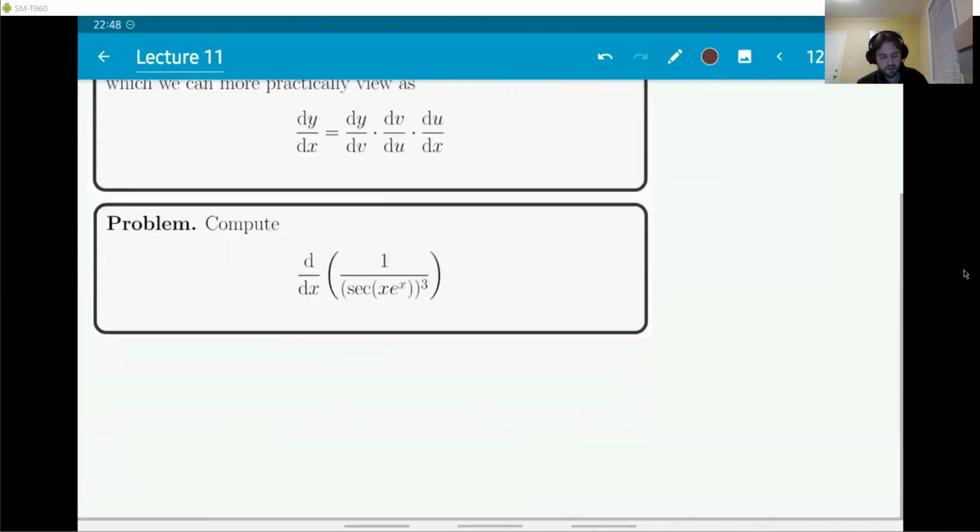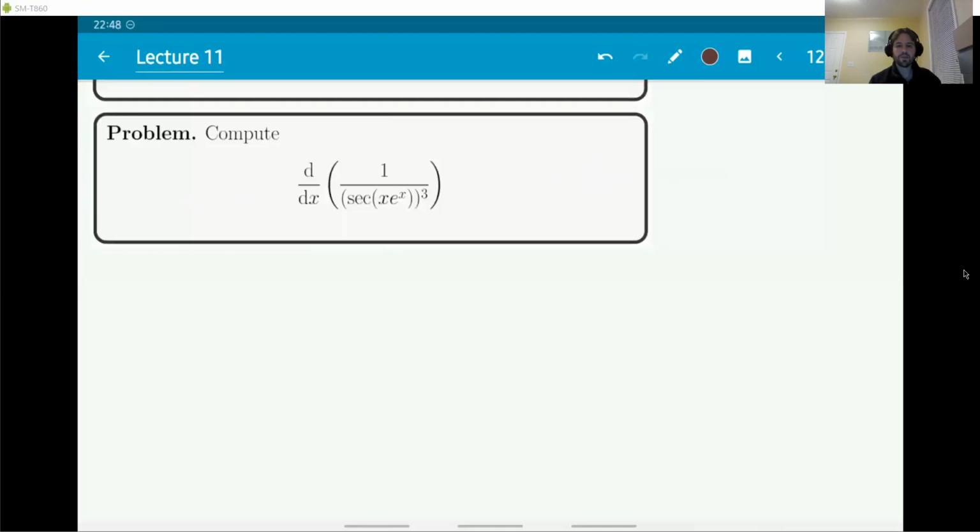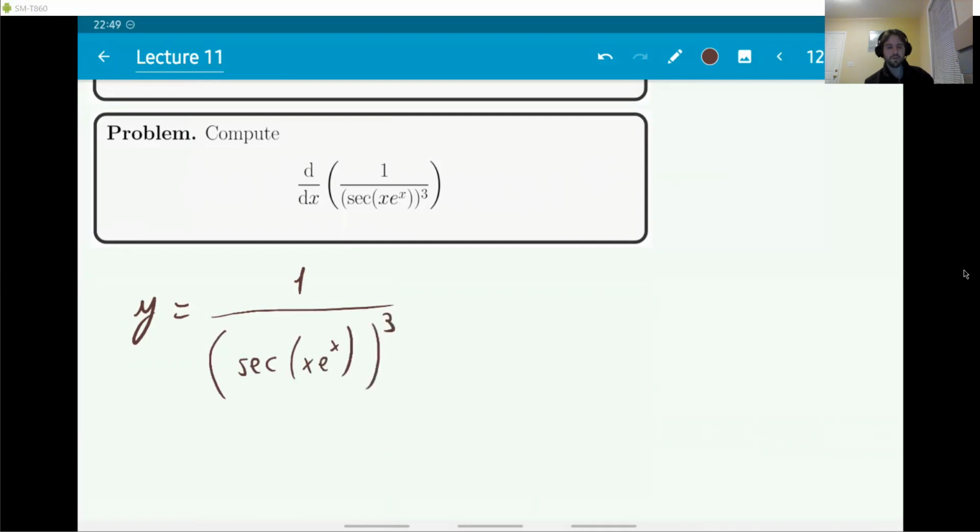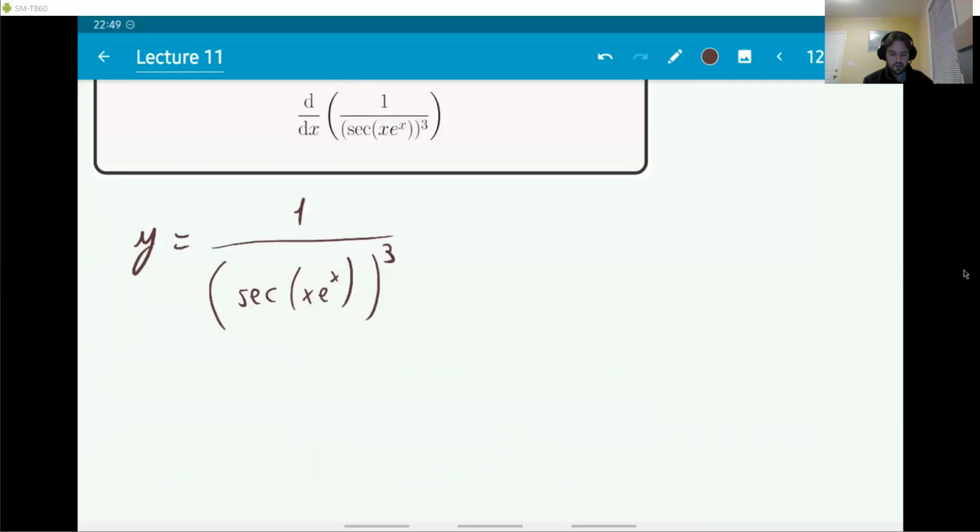So this is the one that we usually want to think about when looking at formulas like this one. Compute d dx of this particular fraction right here. How do we do this? There's a lot going on in here. This function is 1 over secant of x e to the x, the whole thing to the cube. When you look at this, try to find the innermost function, the one that's the most inside parentheses and the one that you can differentiate without a chain rule. It should be x e to the x in this case. That's the one that I'm going to call u. We know how to find du dx.